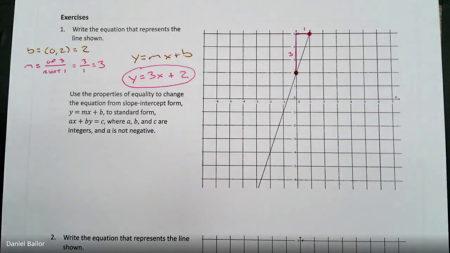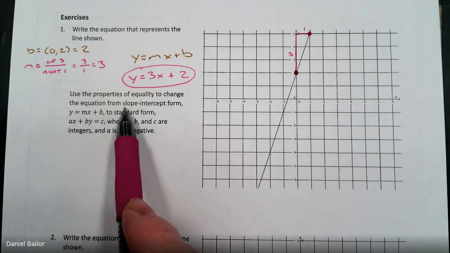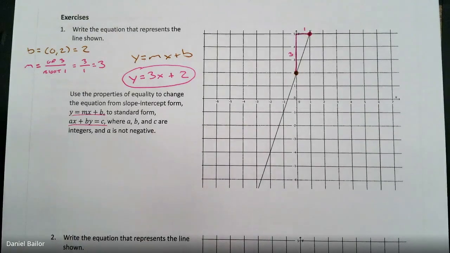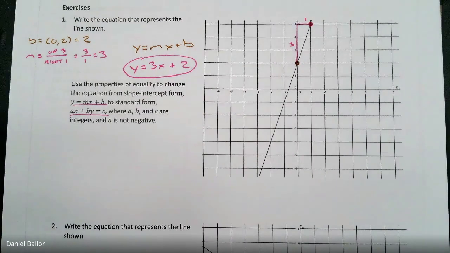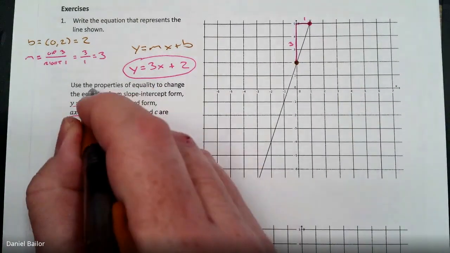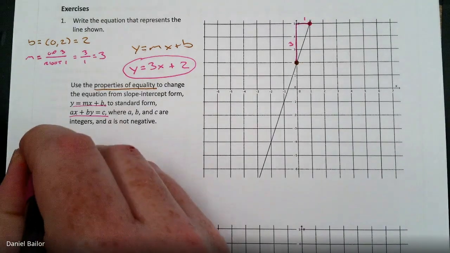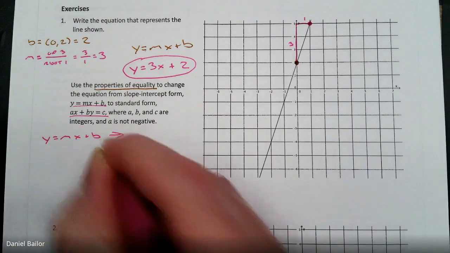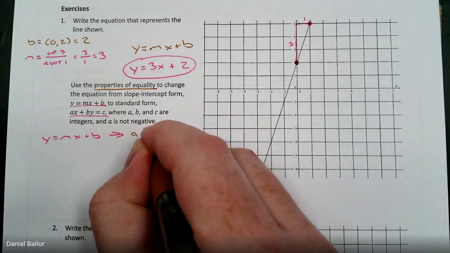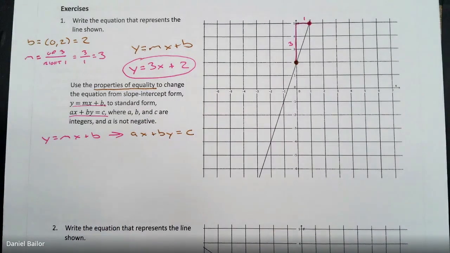But there's another tool we need to do. Use the properties of equality to change the equation from slope-intercept form to standard form. We found slope-intercept. The book also wants standard form, but the instructions told us how to do that. We use the properties of equality. So what we want is to go from y equals mx plus b and turn that into ax plus by equals c. That's what we want to see.